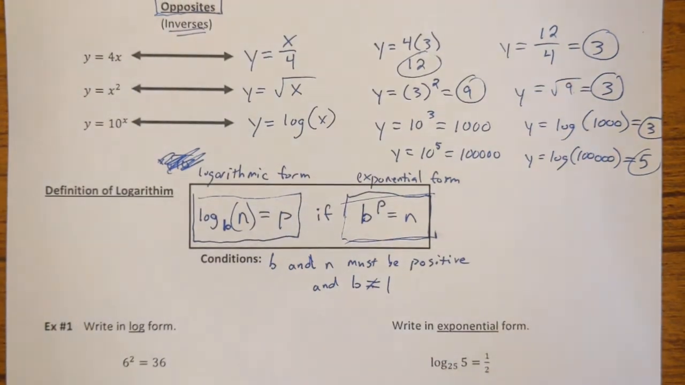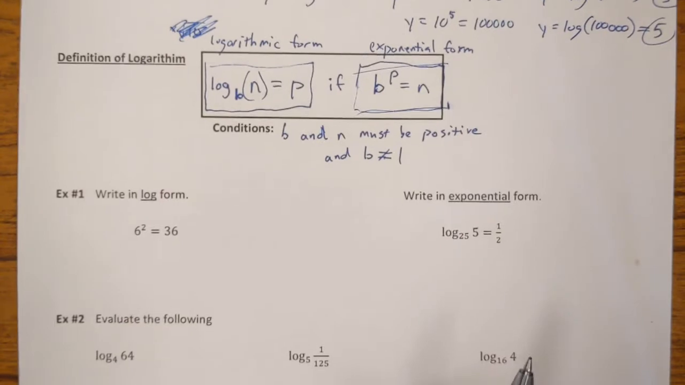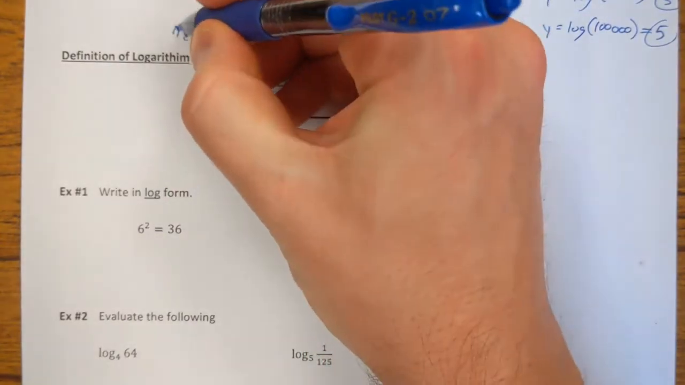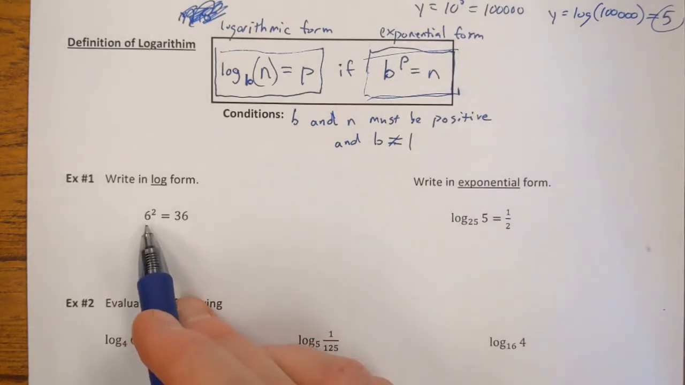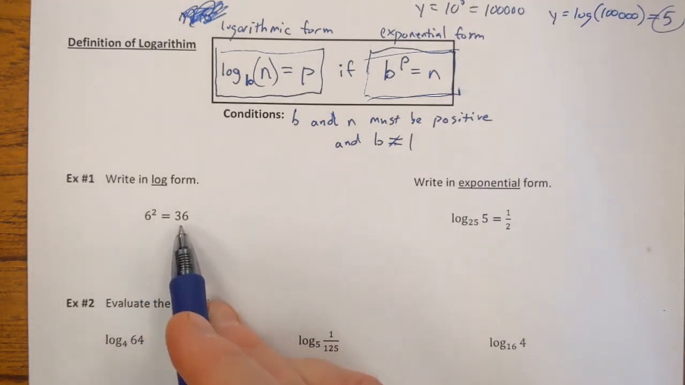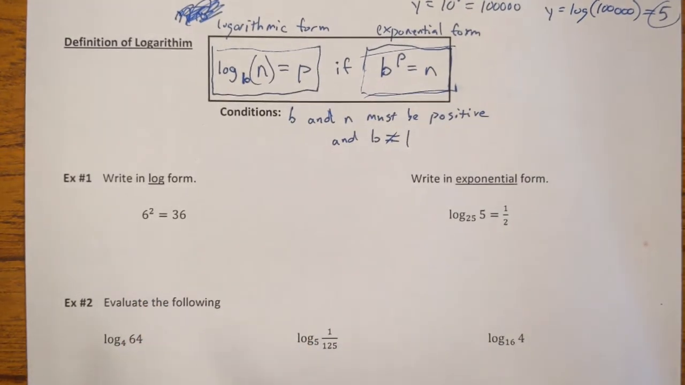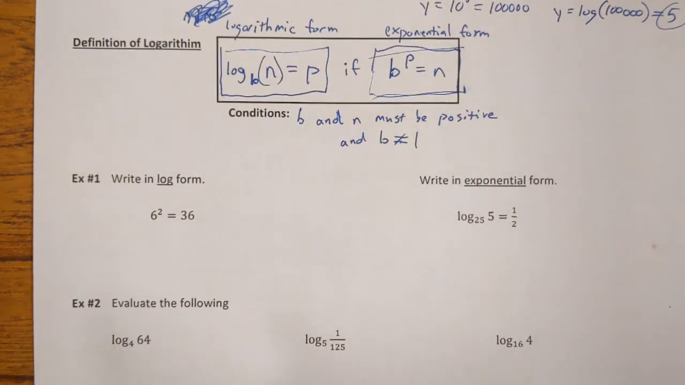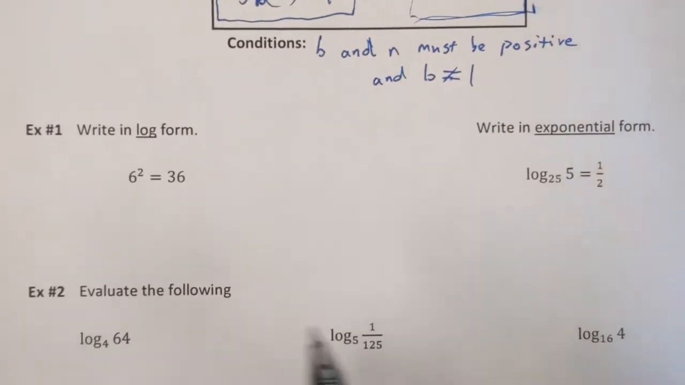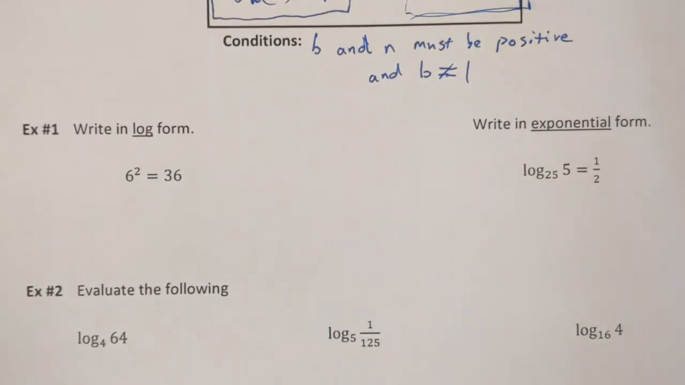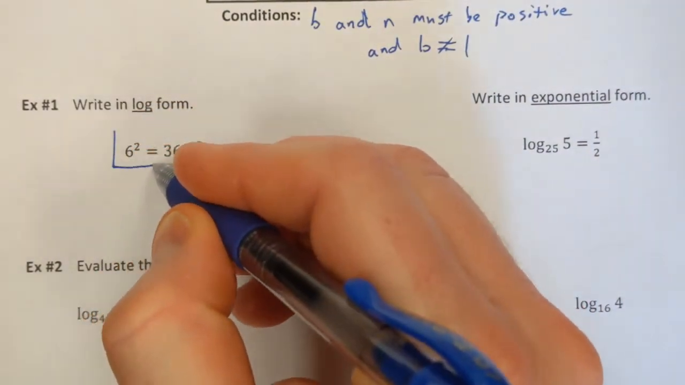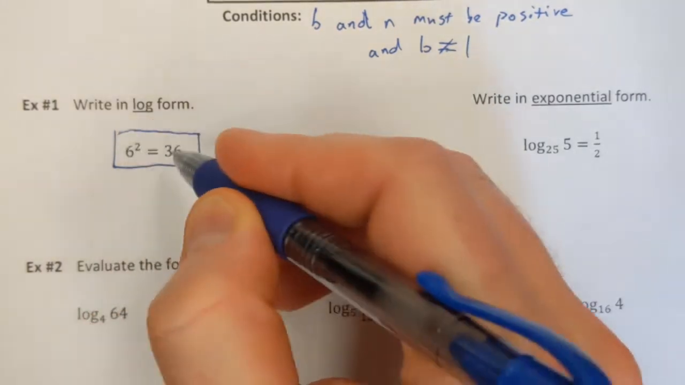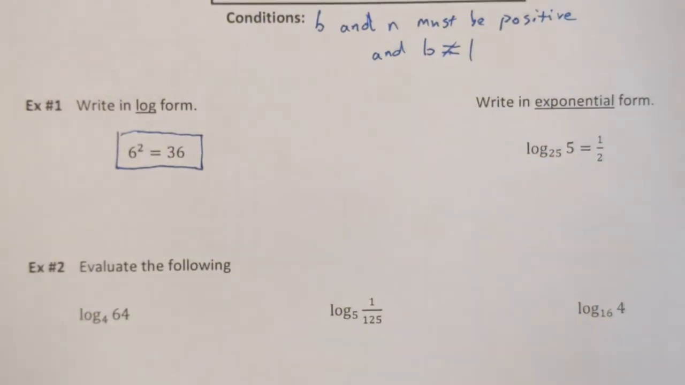Okay, so let's put this into practice. I think this definition makes a lot more sense if you look at actual examples. So here is a true statement: 6 squared equals 36. Does anybody want to argue that? Everybody knows 6 times 6 equals 36. So this right now is currently written in exponential form. This is familiar to you. You've seen this many times. You know what exponential form is. We need to write it in log form.